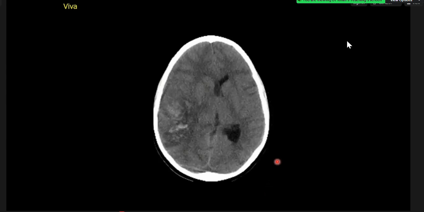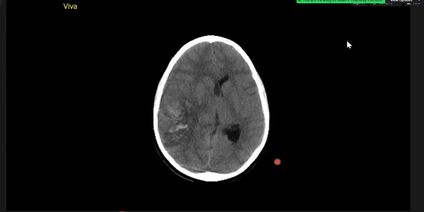So it's an axial CT slice, non-contrast, with areas of hyperdensity in the right parietal region with surrounding edema and sulcal effacement. There's also effacement of the lateral ventricles on the right side with some midline shift towards the left. So these are in keeping with intraparenchymal hematomas or hemorrhage with the edema around it and signs of pressure effect on the ventricular system with midline shift.